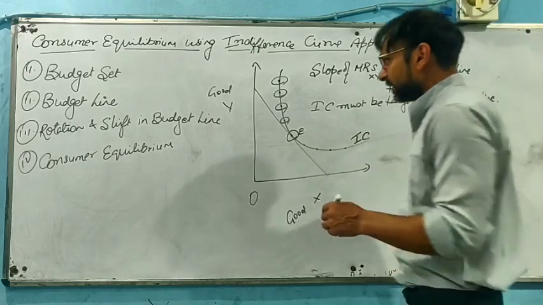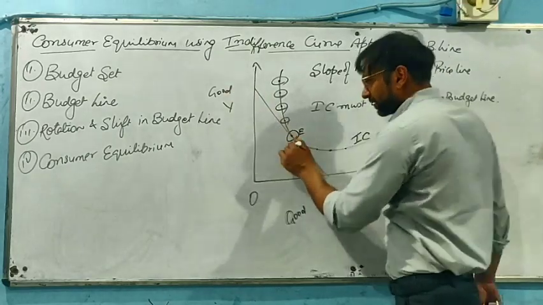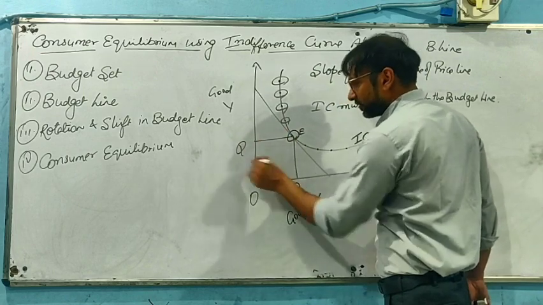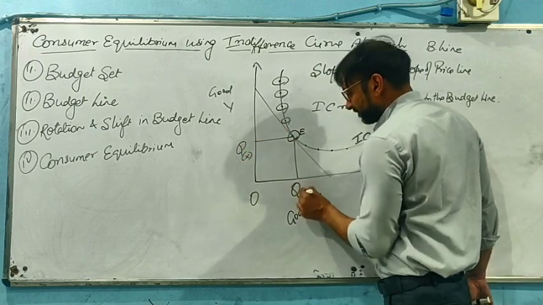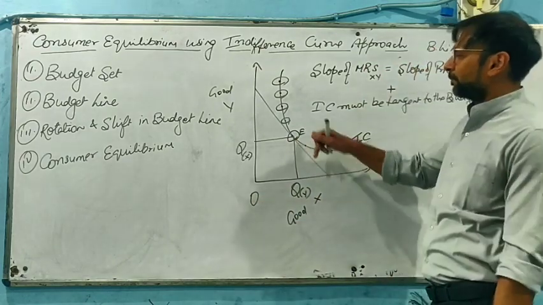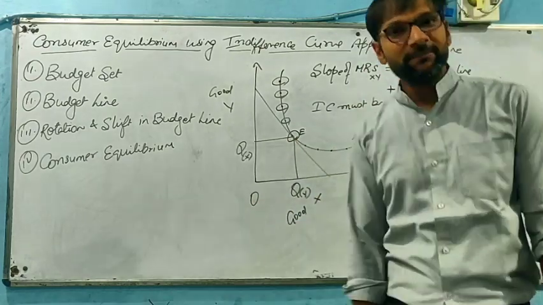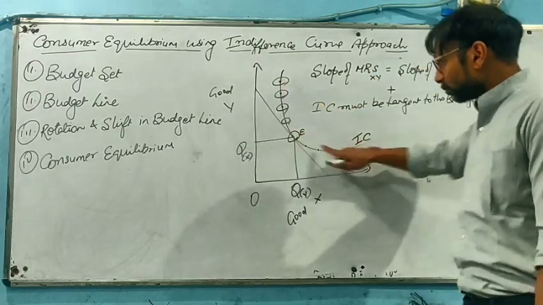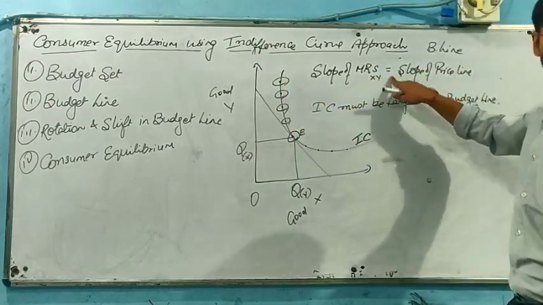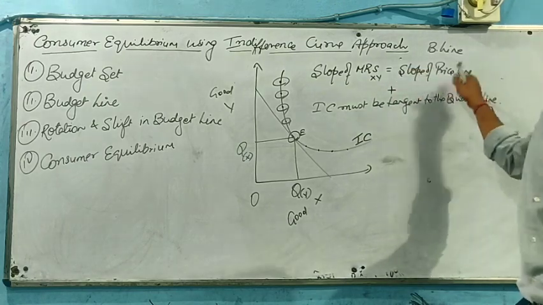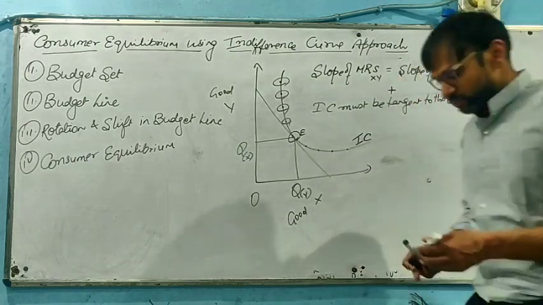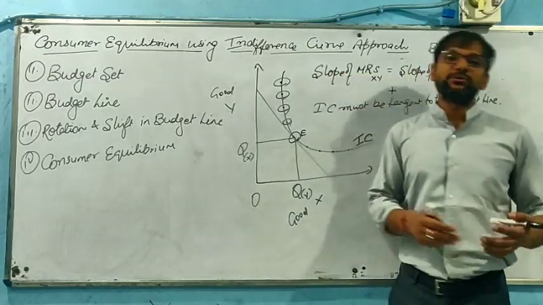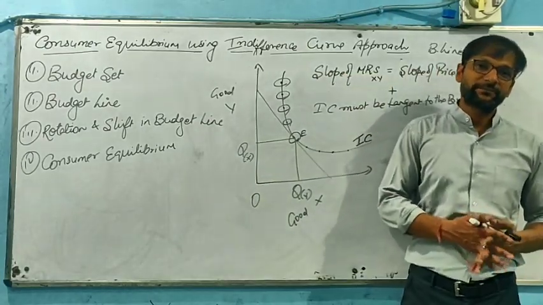But after utilizing the entire income, if we consume such and such units of X and Y, we can say point E will be in a state of equilibrium, since the slope of MRS of X for Y will become equal to the slope of the price line. So this is how consumer equilibrium has been explained using the indifference curve.